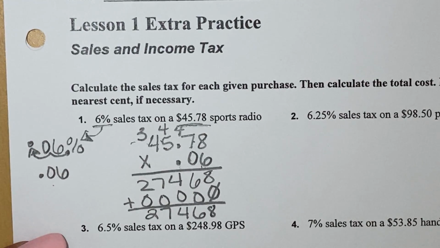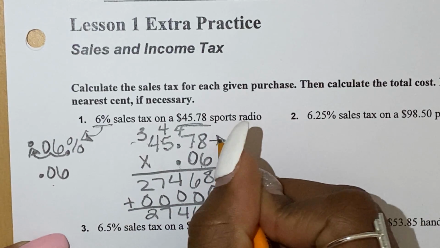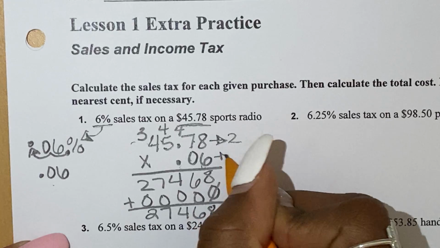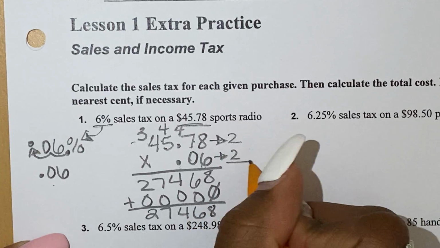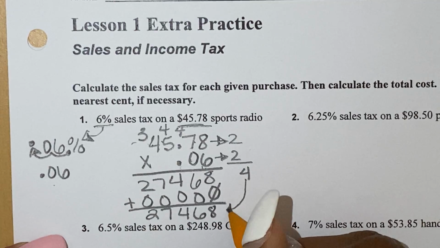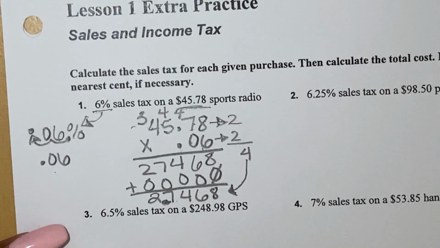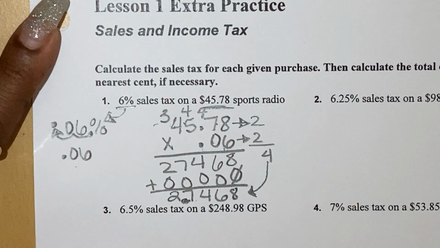Now we need to know how many decimal places we should have. Count them up. There are 2 decimal places here. There are 2 there. 2 plus 2 is 4. So we should have 4 decimal numbers behind the decimal in our answer. 1, 2, 3, 4. Decimal goes here. A 6% sales tax on a $45.78 sports radio.